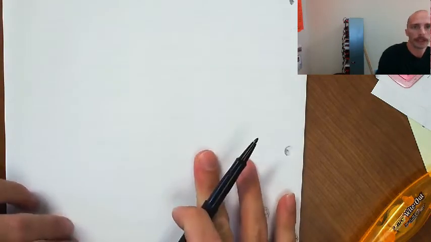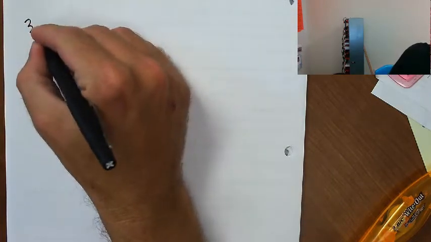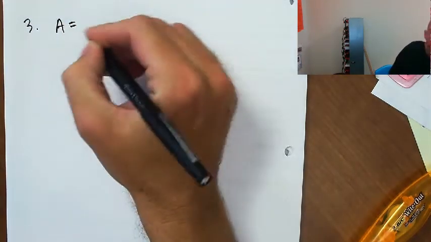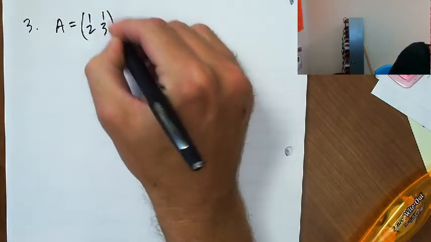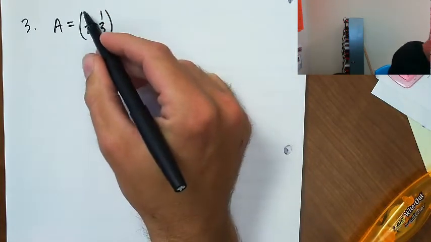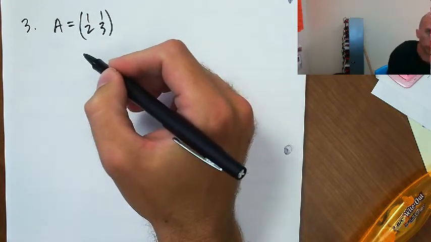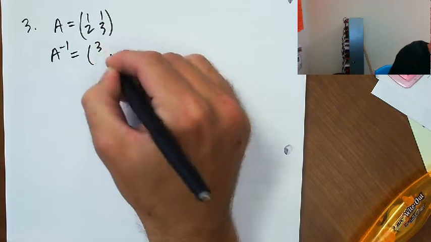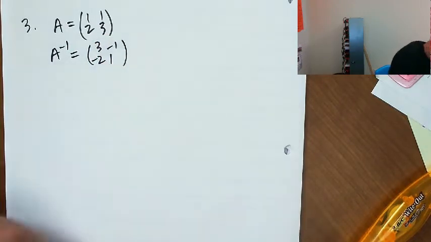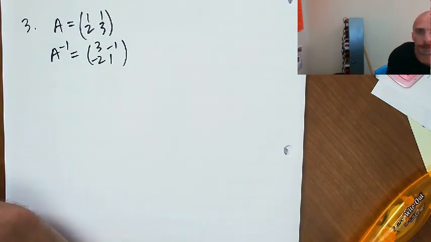Okay, for number 3, compute A inverse and... All right, so we're going to start with that. A is 1, 2, 1, 3. Okay, determinant of this is 3 minus 2, which is 1. So that means A inverse is 1 over 1 times swap these, make these negative, and, okay, that's A inverse.